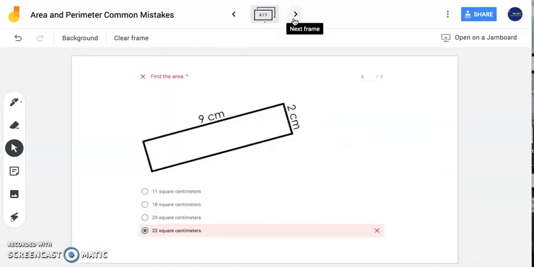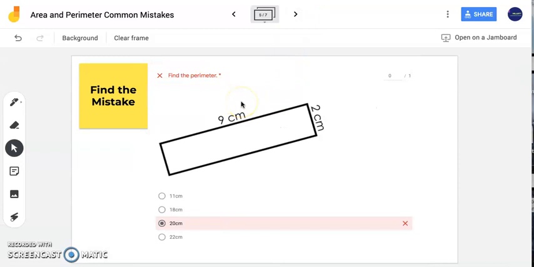The next one, another common mistake. It says find the area. Okay, and this time area, 9 times 2 is 18. That would be your answer. However, this person answered 22. If the question asks to find the perimeter, 22 is the correct answer. However, this is another example where the question asks for find the area and somebody found the perimeter. So you're on the right track. I'm glad you know how to find the perimeter. That's excellent, but you have to read the problem and make sure you know what they're asking you for.